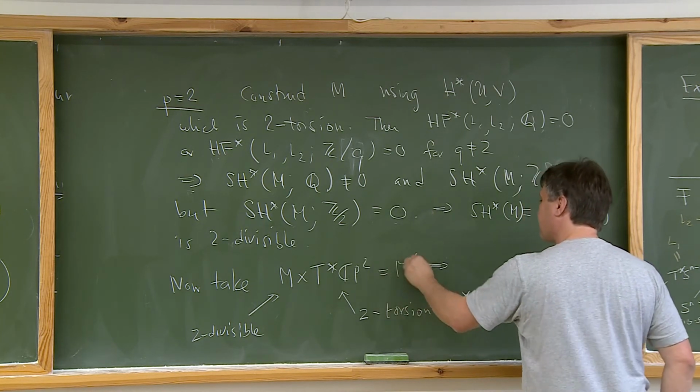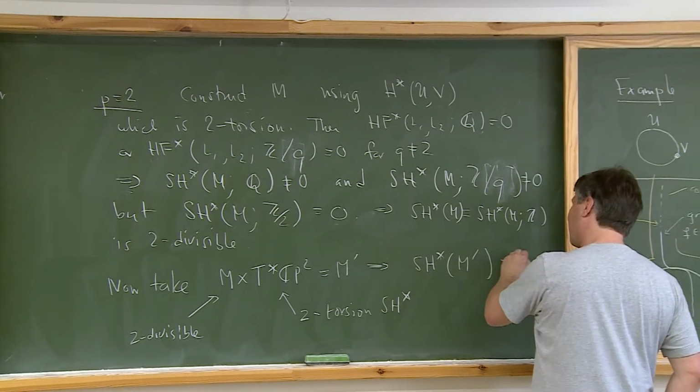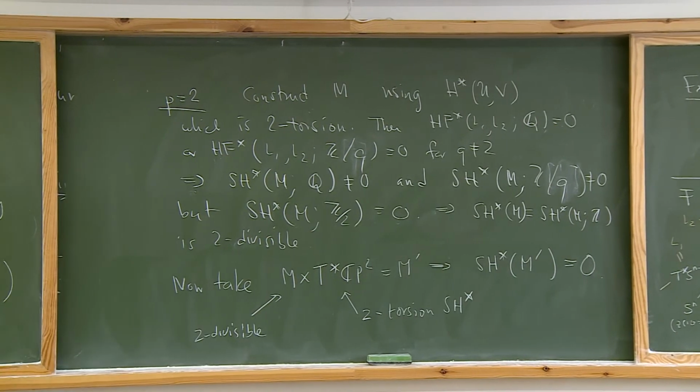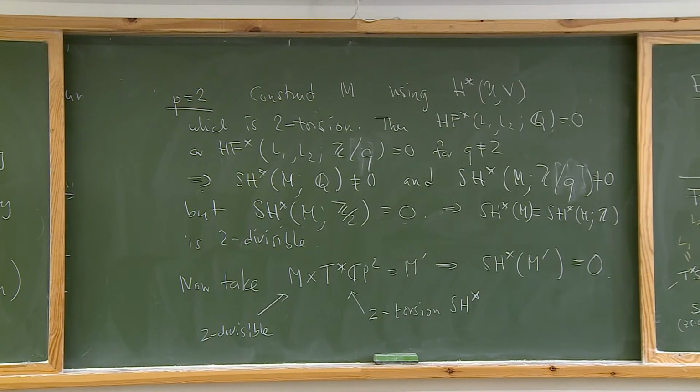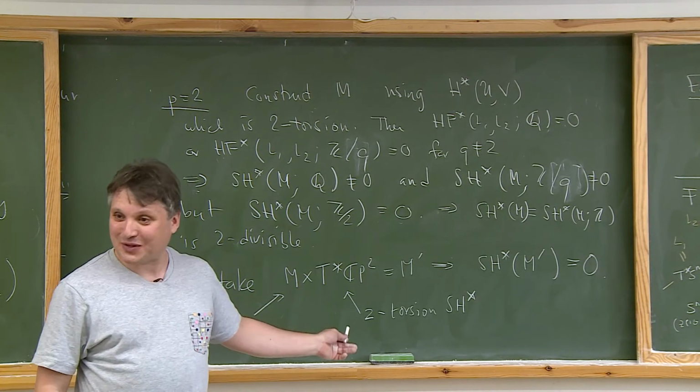This one is prime. So if you take that tensor product, by the Künneth formula this one here is 0, completely, no matter which coefficients, because this one is 2-torsion and the other is 2-divisible. So okay, this is maybe completely unfair.